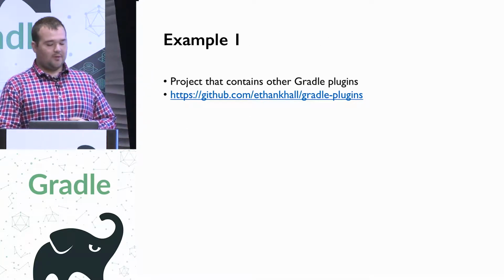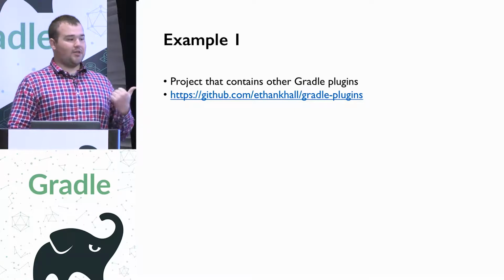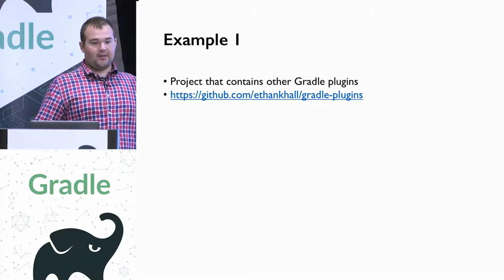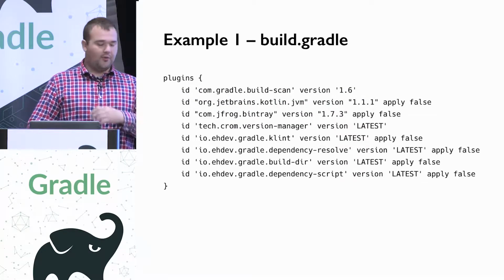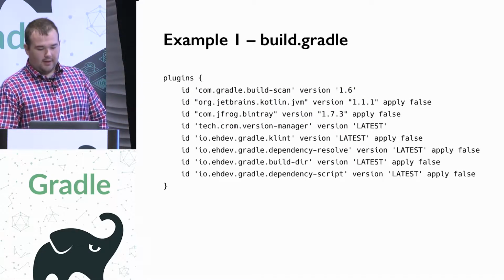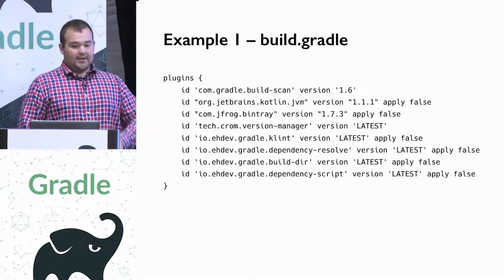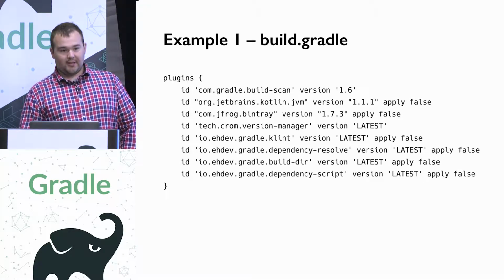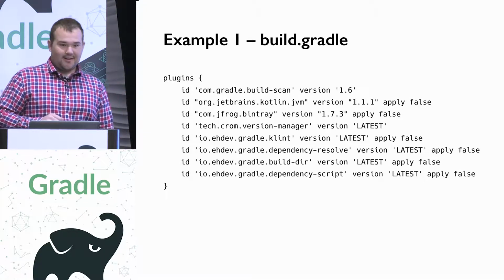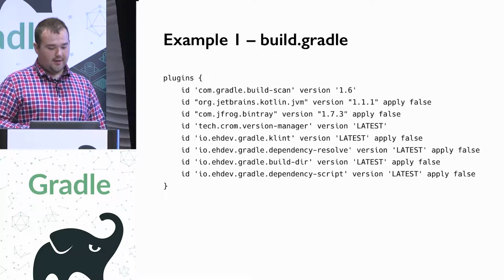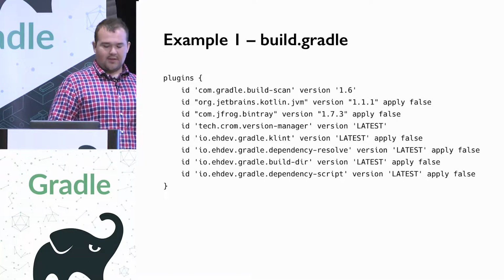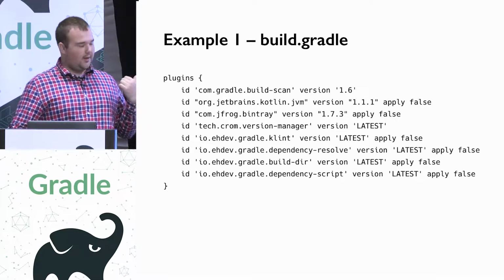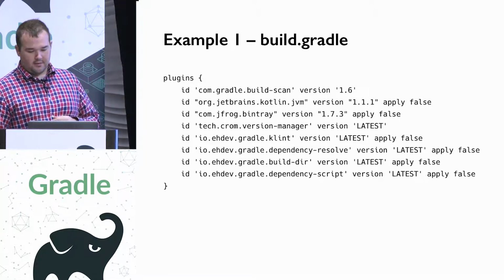So the first example is just a project that contains other Gradle plugins. Here's the link to GitHub if you would like to go look at it in the future. I've pulled an excerpt from the build.gradle here. You'll see plugins, and then I'm applying the buildscan plugin, yay buildscan, Kotlin, Bintray, and then I've got a few plugins that I've written for myself. You'll notice here they've got something a little bit different, this latest, we'll talk about in a bit.